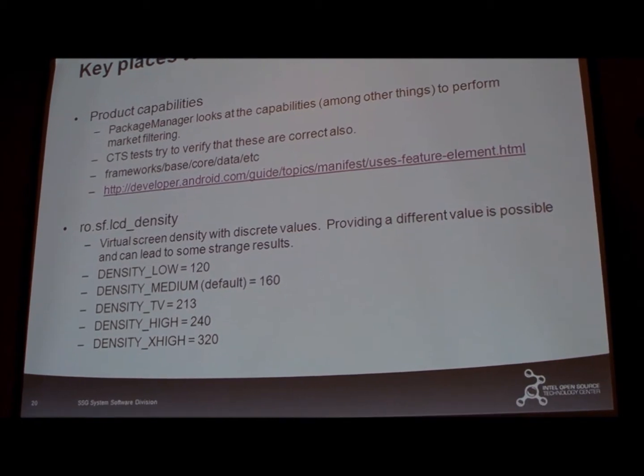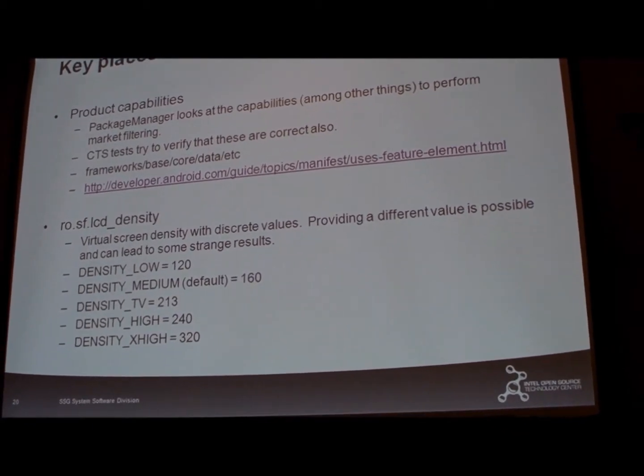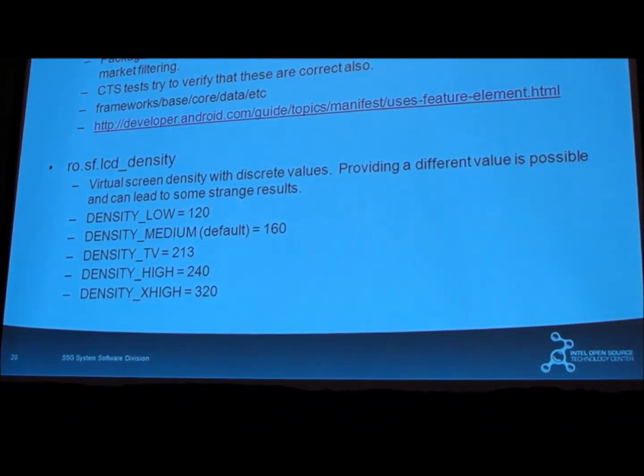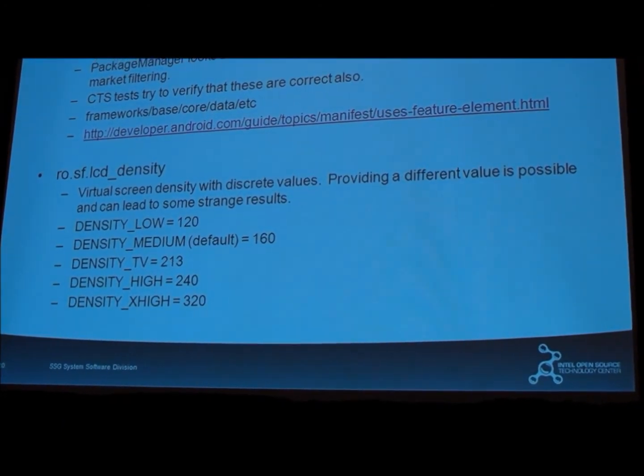One other thing that can cause some problems if you're not aware of it, I don't think this is very well documented anywhere that I've seen, but the ro.sf.lcd_density is really a virtual screen density. So if you go in and actually calculate the correct screen density for your platform, you probably don't want to use it, because the system expects that this value is one of a discrete set. And that set is what I've enumerated here. So they have density low devices, density medium, so on and so forth. You're not restricted to actually select whichever one is closest to your screen density.